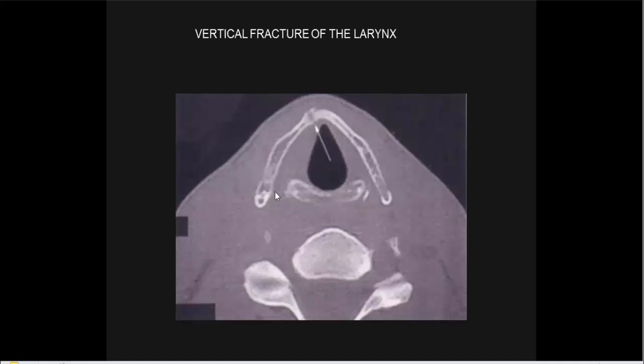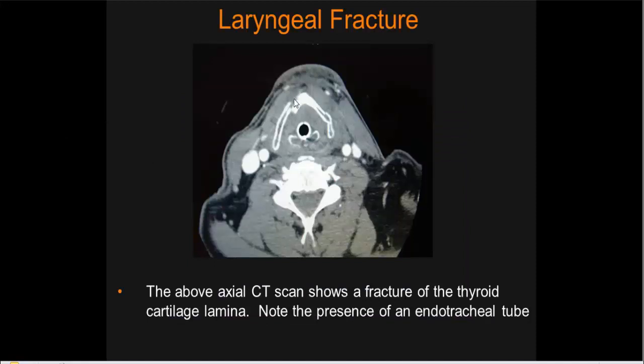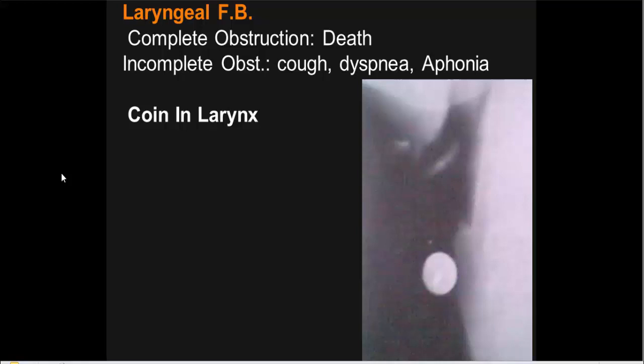This is a vertical fracture of the larynx, a fracture including the thyroid cartilage. Laryngeal fracture: as we see, the axial CT shows fracture of the thyroid cartilage laminae, note the presence of the endotracheal tube.